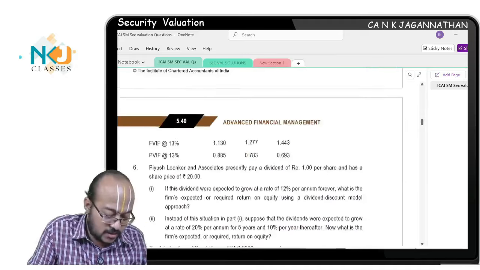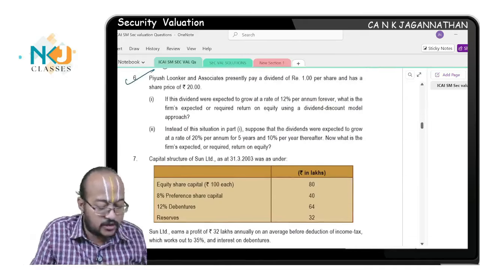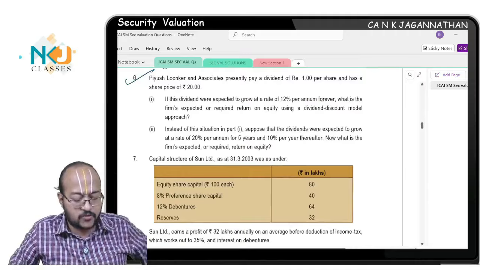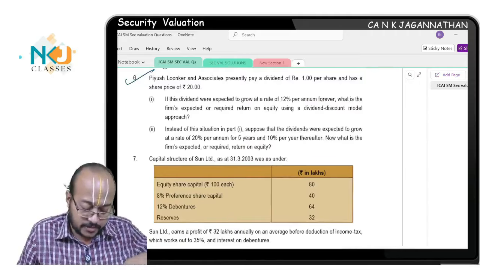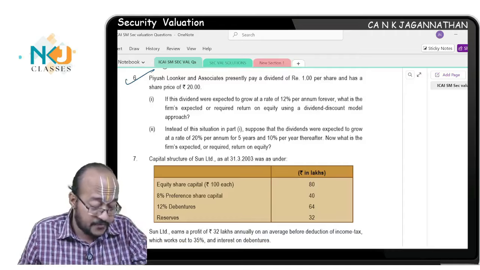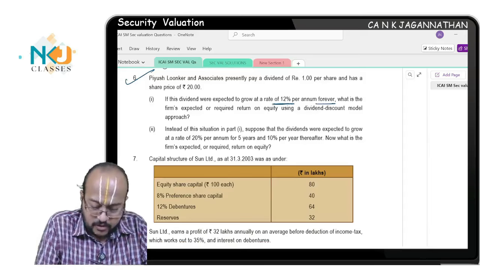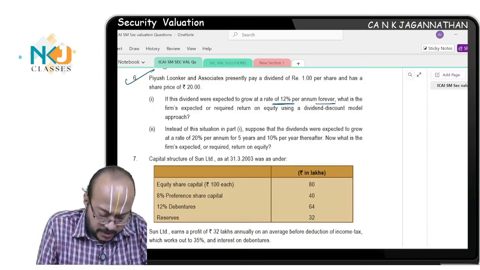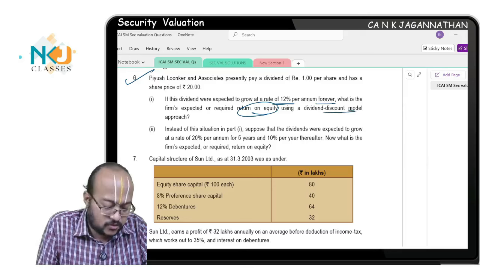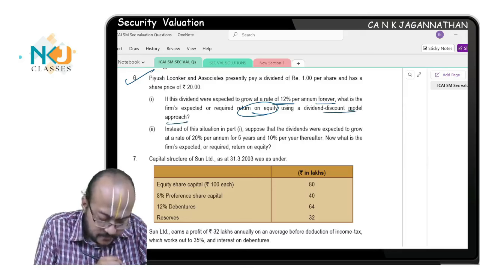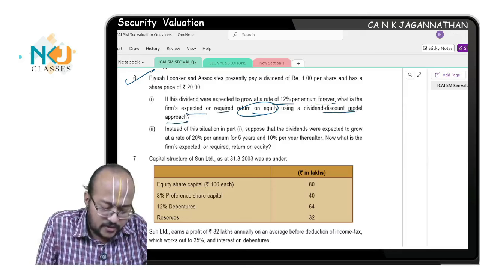Next, question number 6. Piyush Lunkar and associates presently pay a dividend of rupee 1 per share and has a share price of 20. If this dividend were expected to grow at 12% per annum forever, what is the firm's expected required return on equity using the dividend discount model approach? Expected or required return on equity.